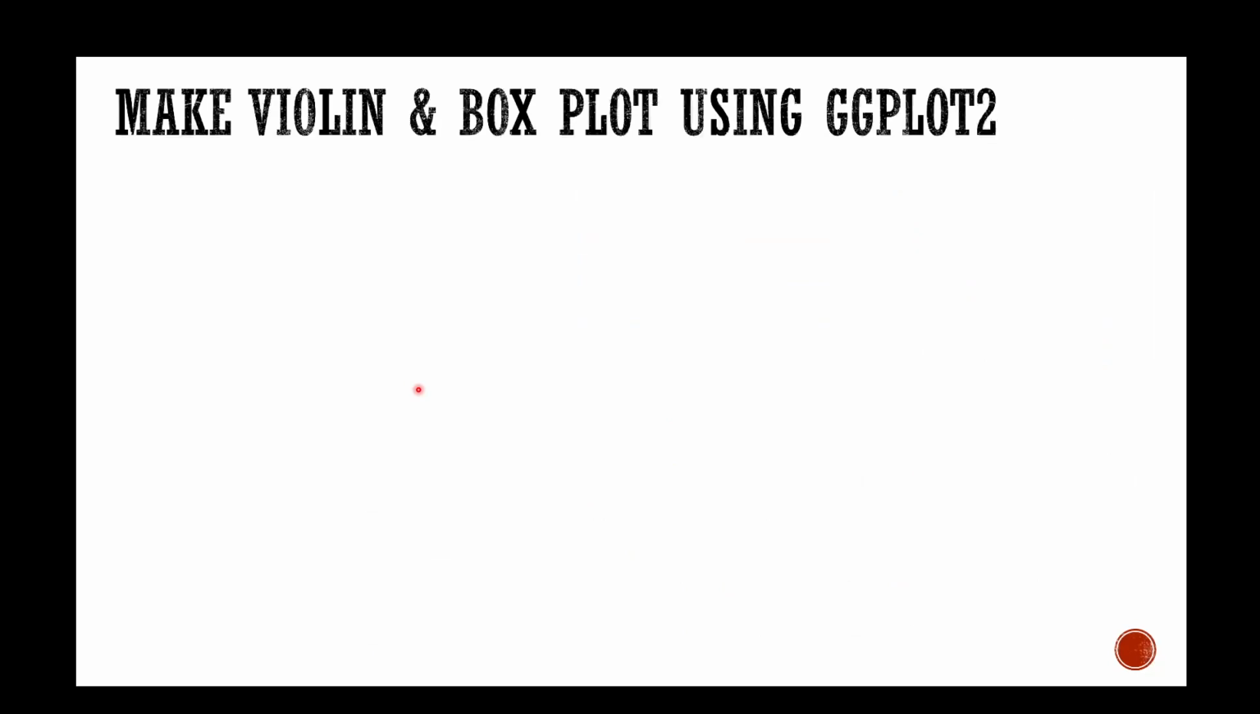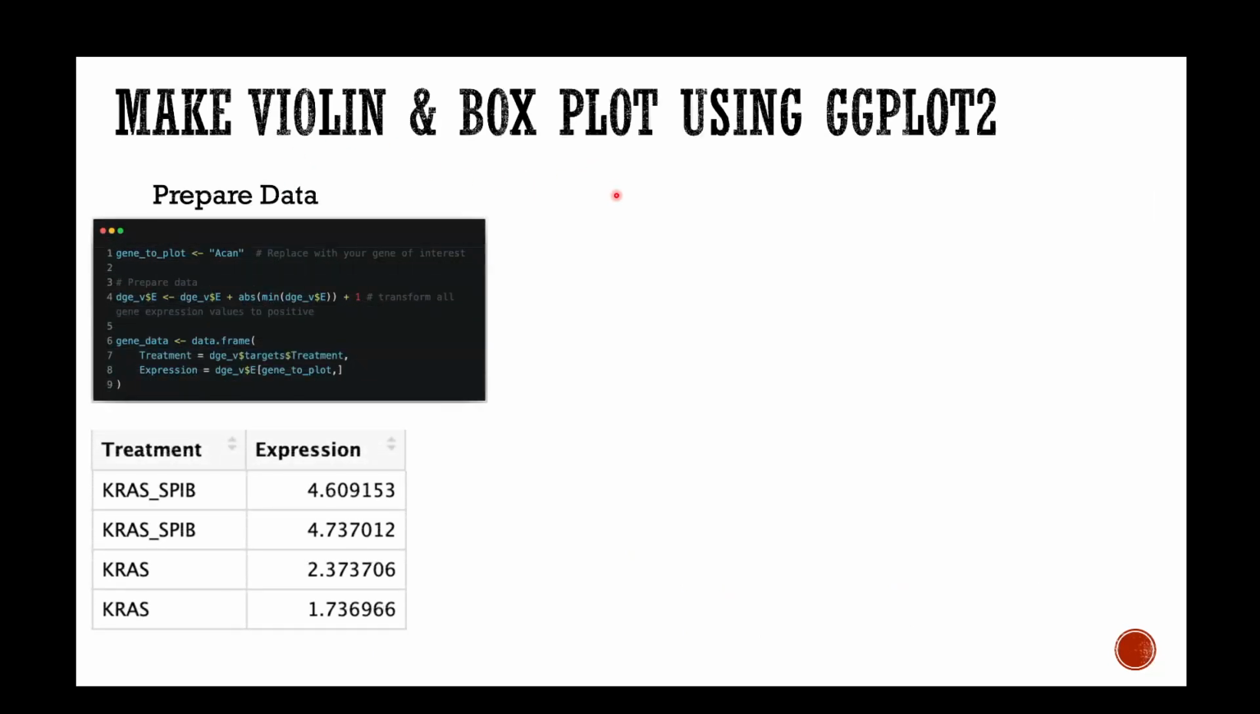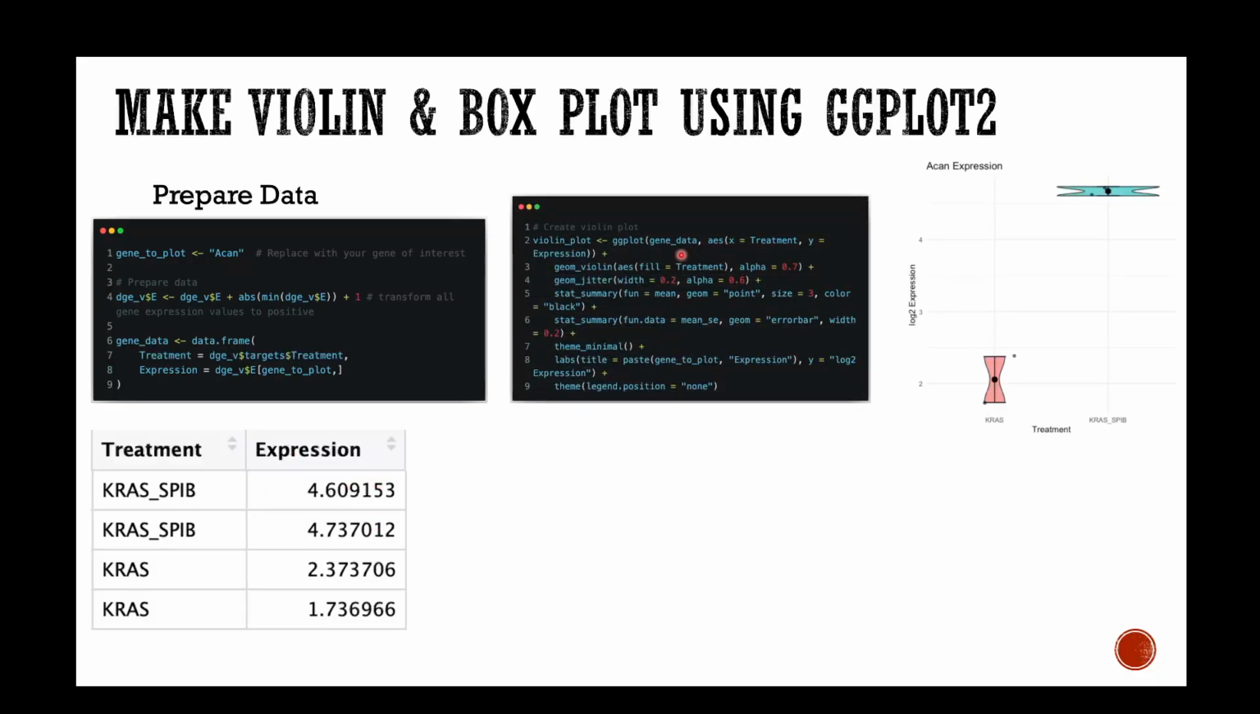Here, let's practice more by making a violin plot and a box plot. Again, the first step is to prepare the data table. Box plot and violin plot show the expression of a gene in all the individual samples. So we need 2 columns, the treatment column and the expression column. Once we have it, we add it to the first layer, specify X and Y. We add the shape, violin shape, in the second layer.